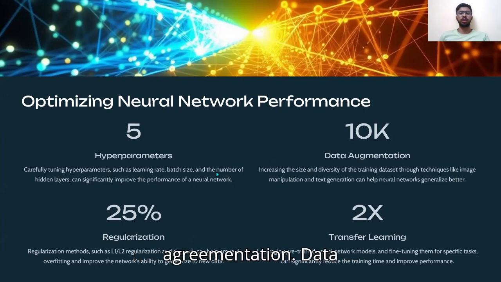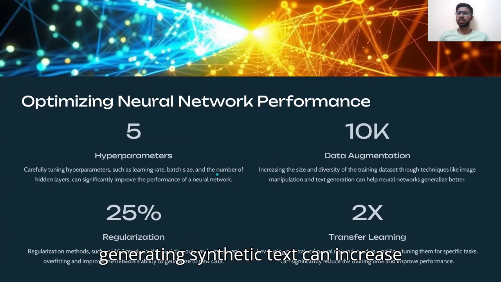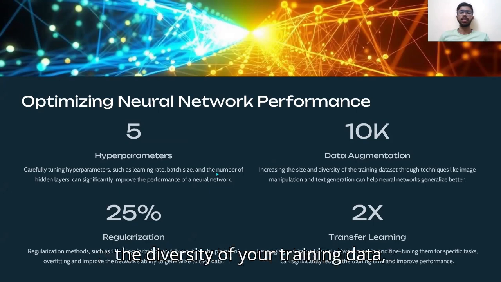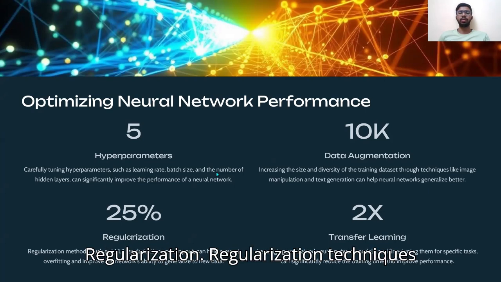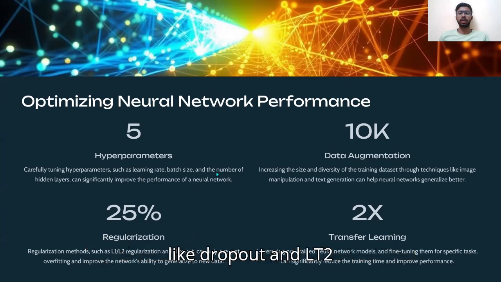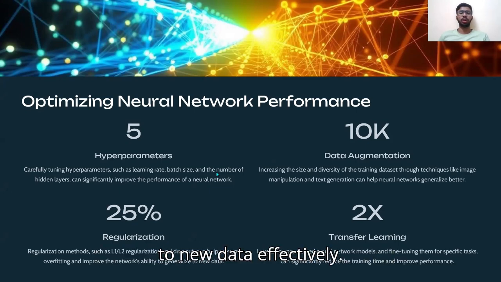Data augmentation, such as rotating images or generating synthetic text, can increase the diversity of your training data, helping your model generalize better. Regularization techniques like dropout and L2 regularization help prevent overfitting and ensure the model can adapt to new data effectively.